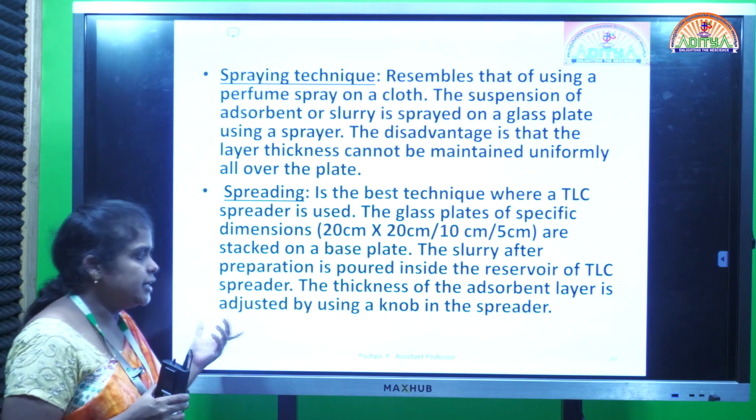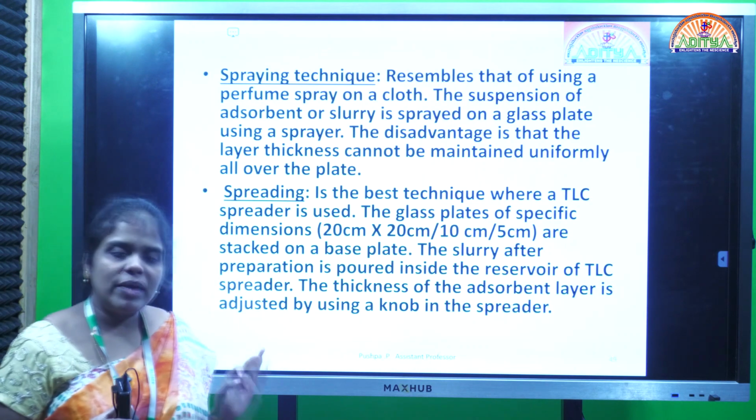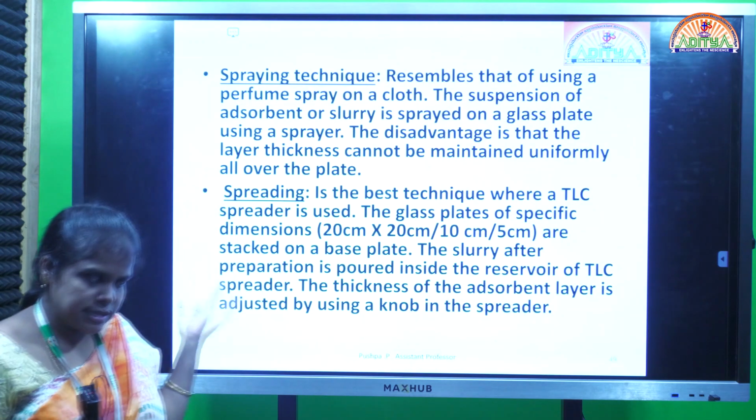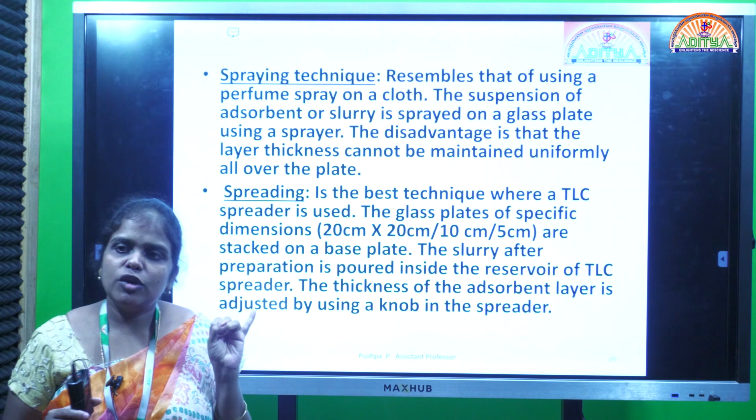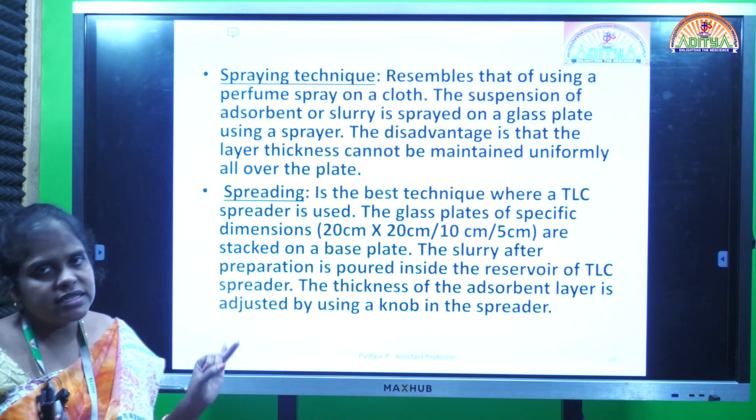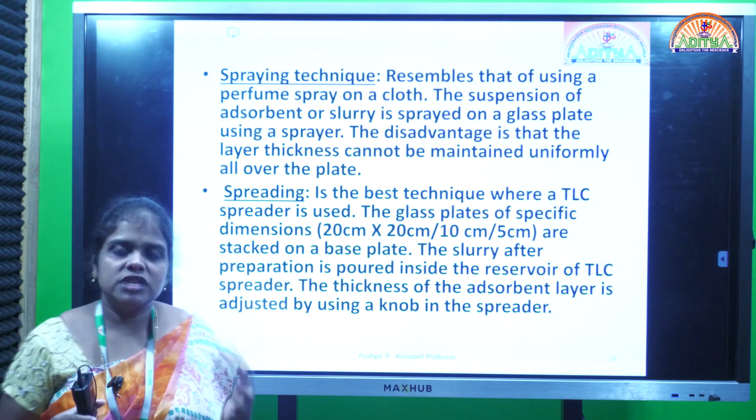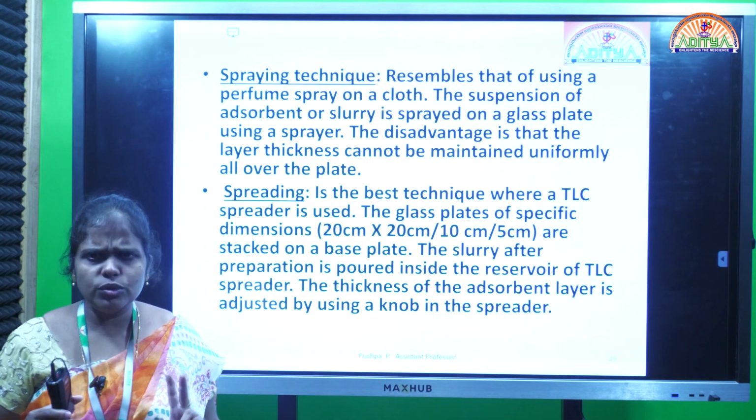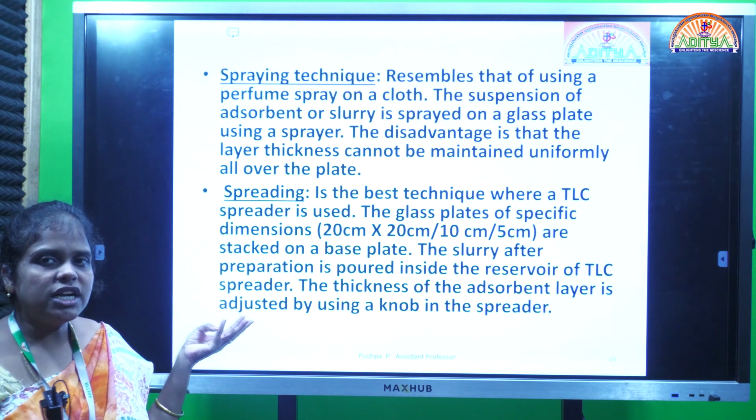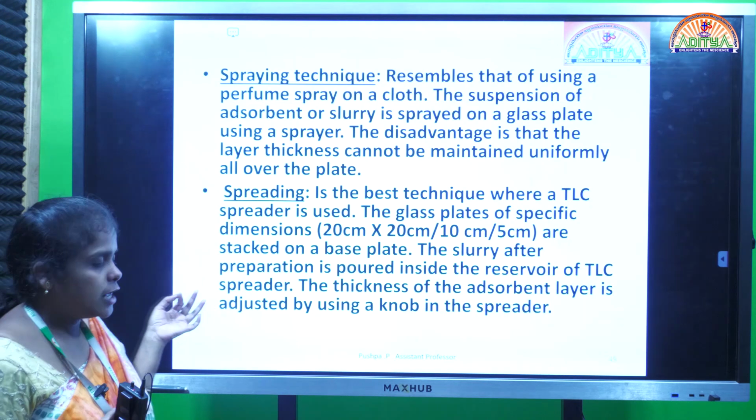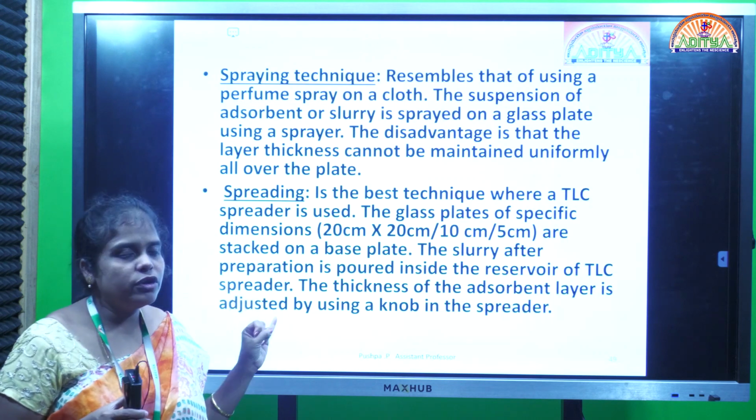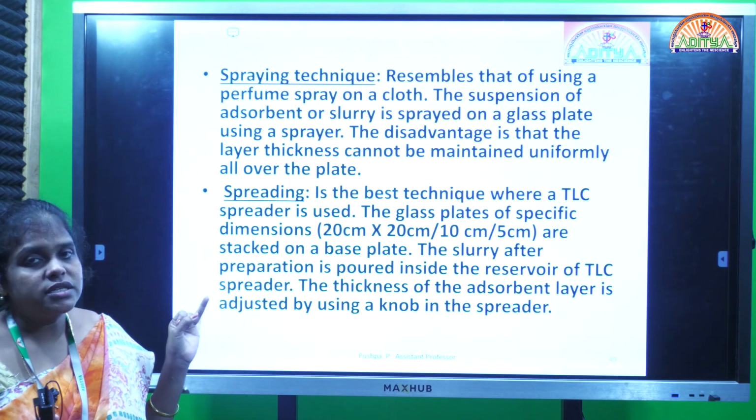And finally the spreading technique. This is the best and most commonly used technique, and it does not have the two problems which the already discussed techniques have. There will be no problem of non-uniform distribution of slurry, and no problem of using a large quantity of slurry. These are the two disadvantages we faced with the previous techniques: dipping, pouring and spraying. But with spreading, we will not get these two problems.